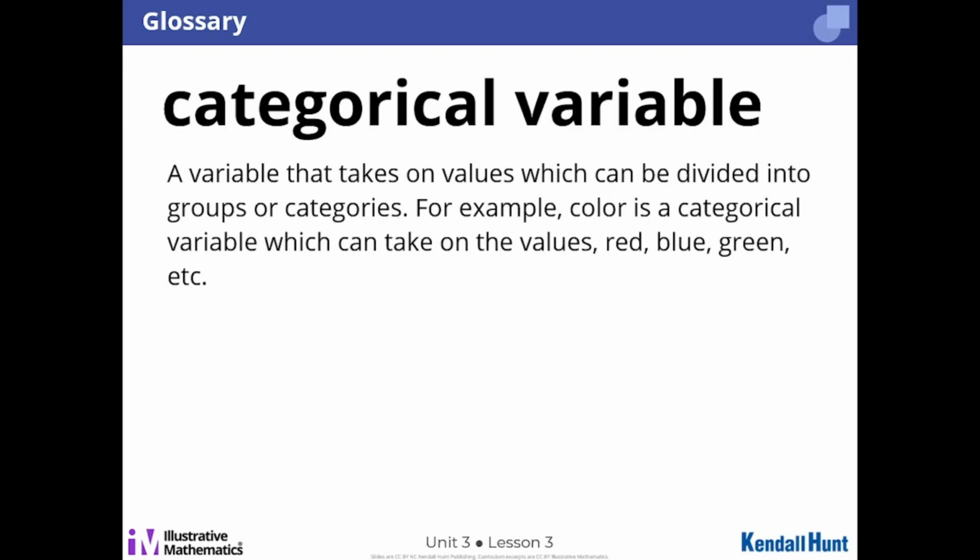Number 2, categorical variable. A variable that takes on values which can be divided into groups or categories. For example, color is a categorical variable which can take on the values red, blue, green, etc.